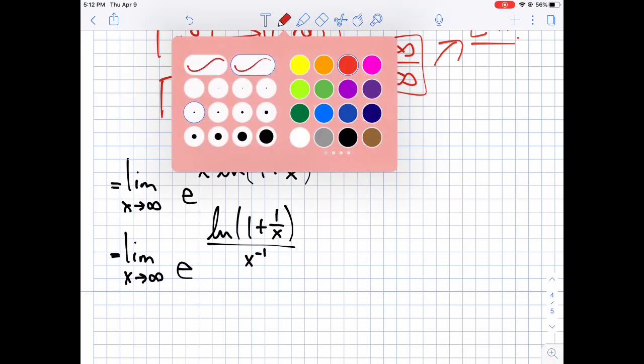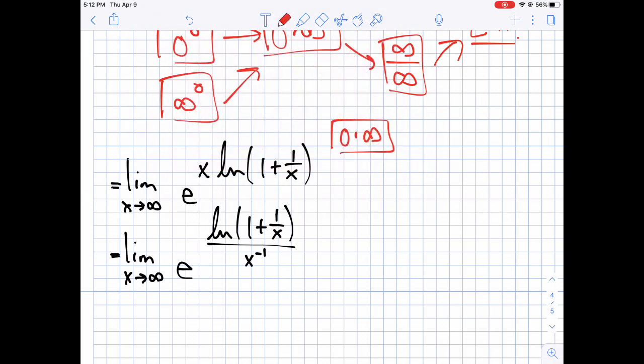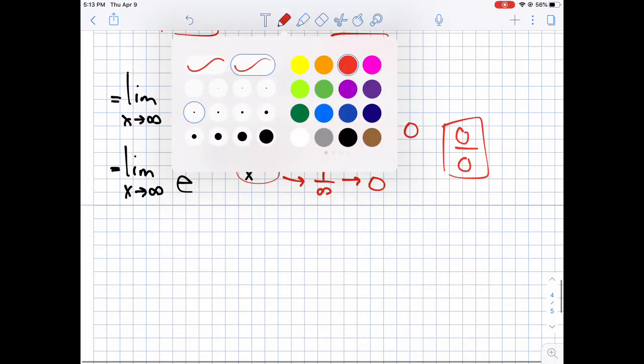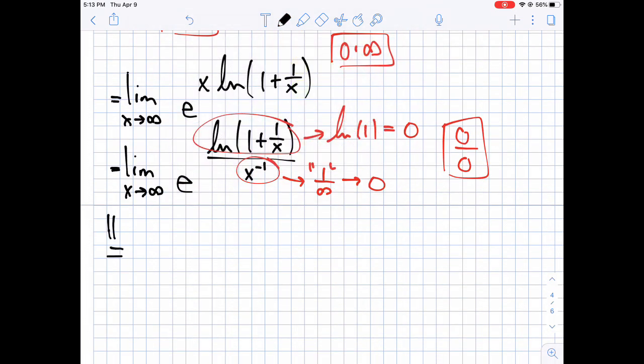Okay, so now we took our 0 times infinity and rewrote it like this, so now we should have either 0 over 0 or infinity over infinity. So just quickly check to make sure you do. This term, remember, goes to ln of 1, which is just going to go to 0. And now this one, even though it might not be obvious, is going to 1 over infinity. It's going to 0 as well. So we've turned it into the indeterminate form 0 over 0 this time, and now we are ready to do L'Hopital's rule. So we can differentiate the numerator and the denominator separately from each other.